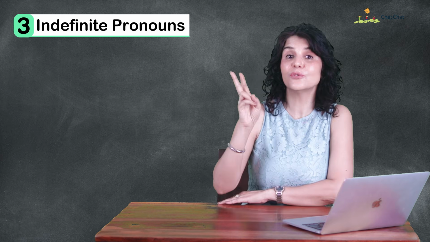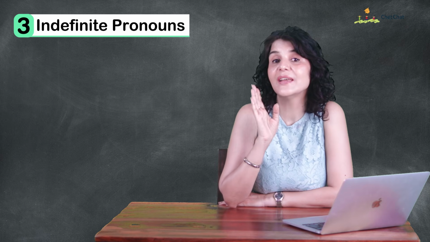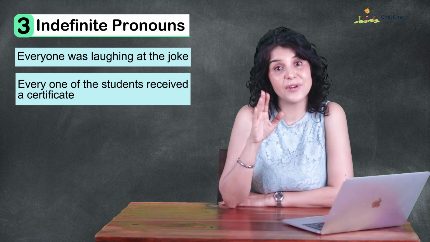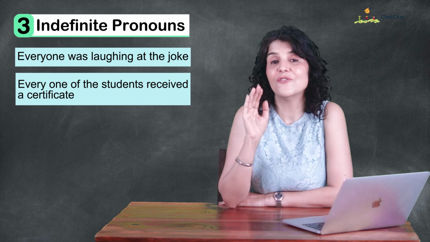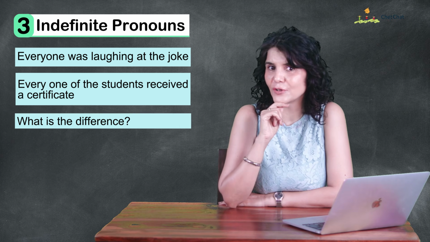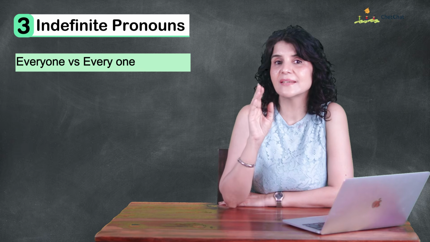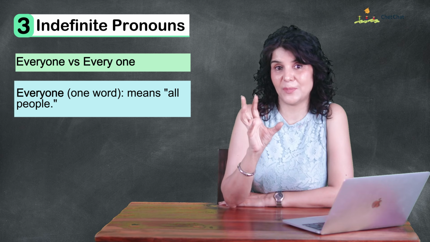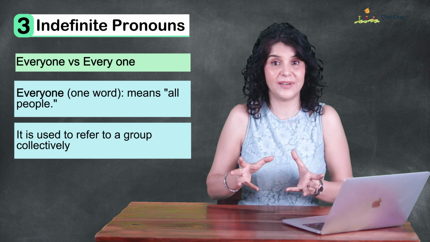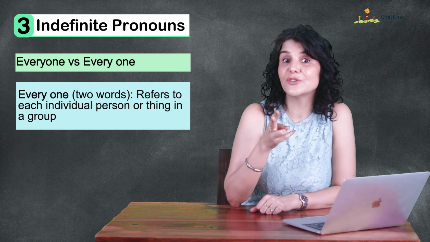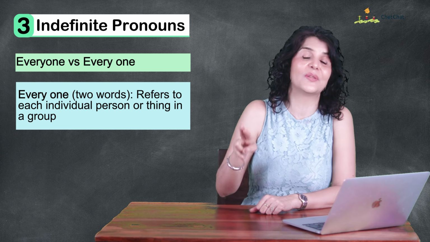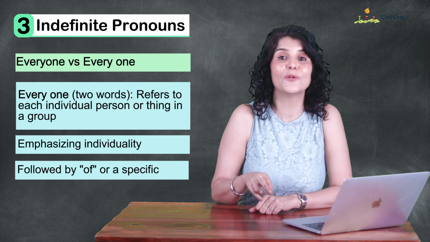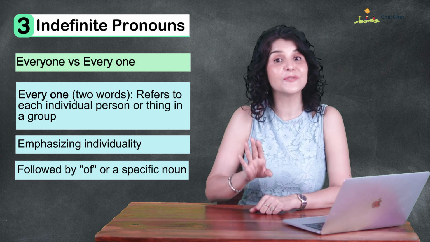Okay, now there are two sentences that you need to be very careful about. Everyone was laughing at the joke. Every one of the students received a certificate. What is the difference? Everyone versus every one. Everyone, which is one word, means all people. It's used to refer to a group collectively. But every one, two words, refers to each individual person or thing in a group, like every single one of them. It's typically followed by of or a specific noun.